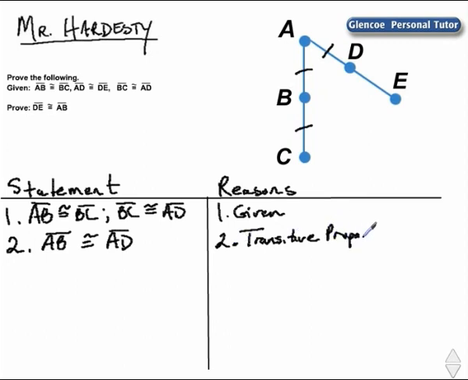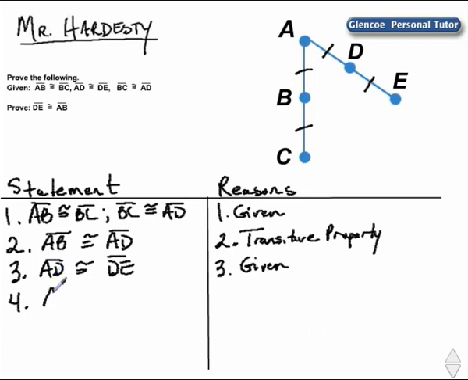Now in step 3, let's list the rest of our given, that middle piece that says segment AD is congruent to segment DE. And that reason is another piece of the given. If we mark the diagram accordingly, AD has a single tick, so we'll need another one for DE. And once again, the transitive property is at work, since AD in statement 2 connects to AD in statement 3.